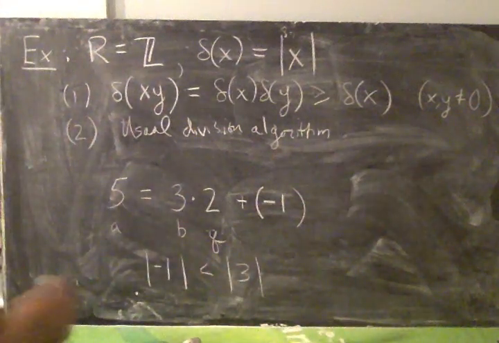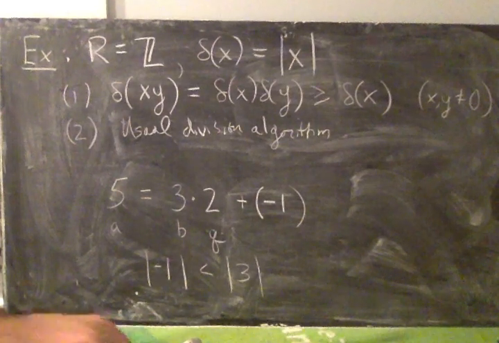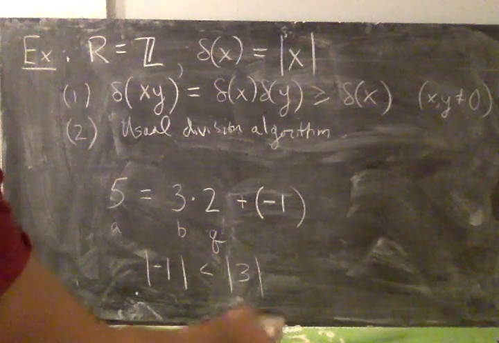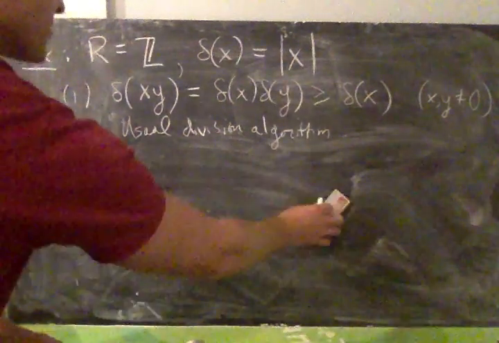Okay, so we lose the uniqueness of the expression for A, but that's fine. We gain a little flexibility that way, so that's perfectly okay.